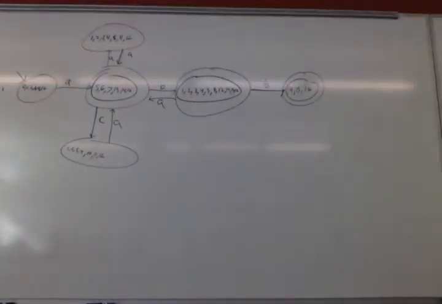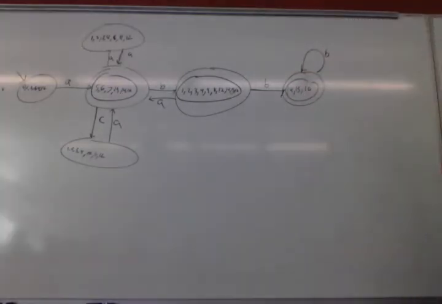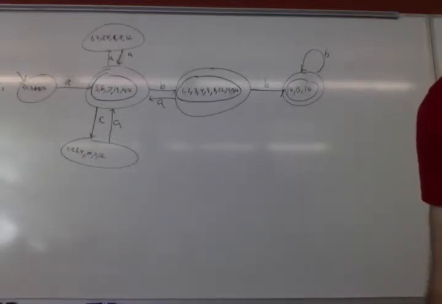Okay, 14, 15, 16. A and C, where to go? Nowhere. Nowhere. Where does it go in B? Self loop. Yep. Everyone good with that? All right, let's move on.